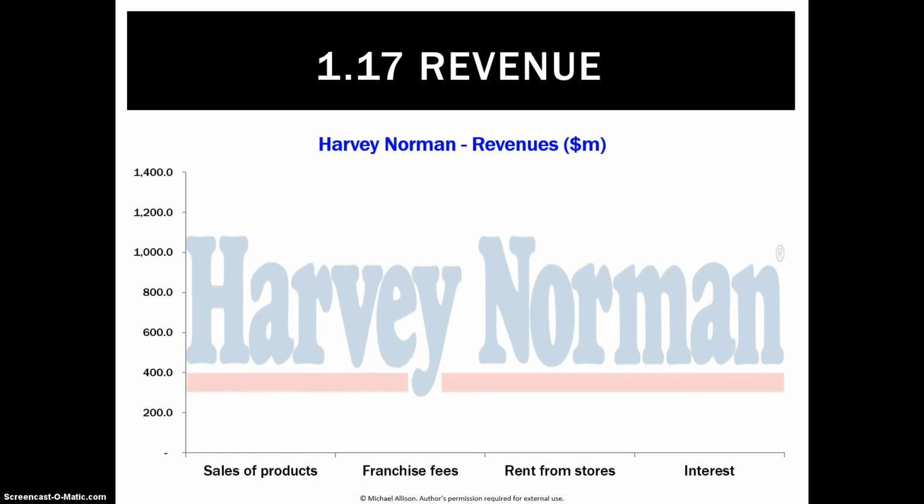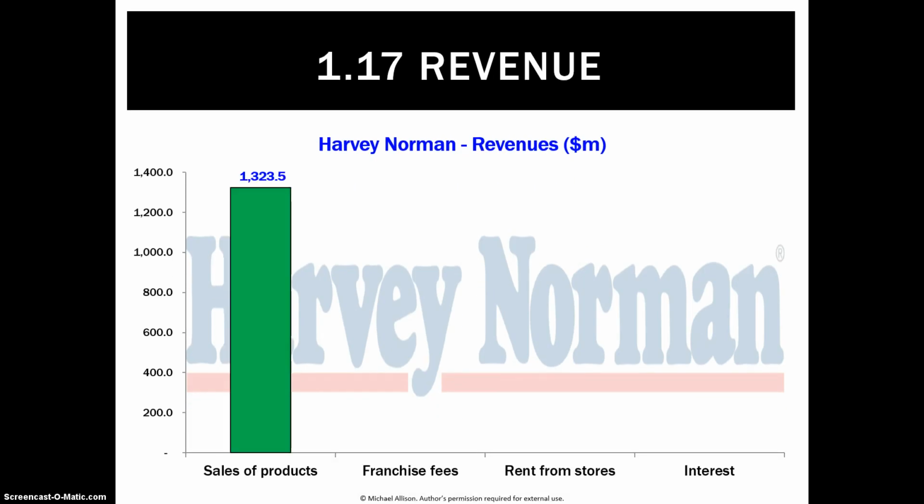Looking at a big business like Harvey Norman, their most common revenues are sales of products. That's predominantly the one that we'll deal with in Unit 3 accounting. Franchise fees, so like McDonald's, Harvey Norman franchises their name, and they also rent out their stores to those franchisees. And interest on their investments. So we'll definitely deal with interest and sales of products as well as one or two other revenues during the year.